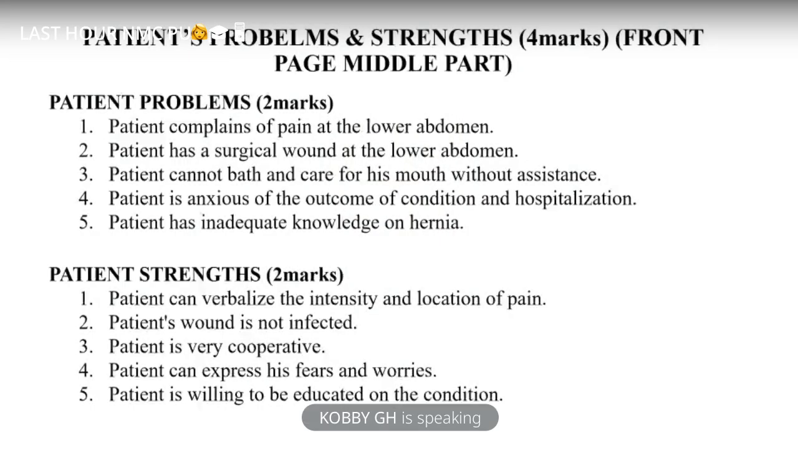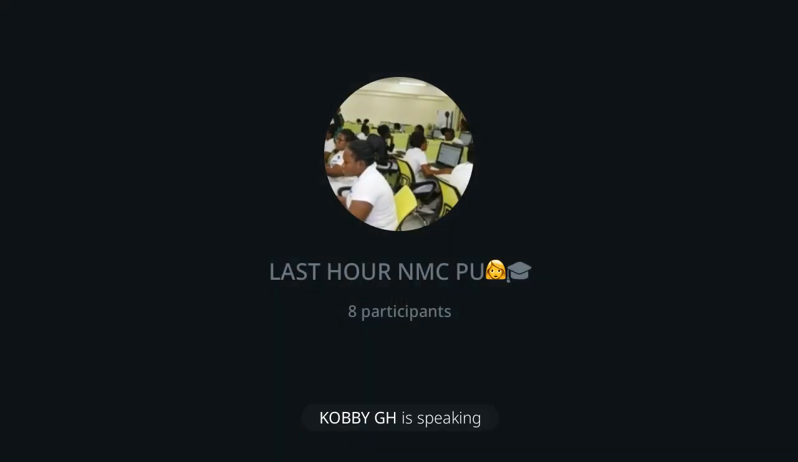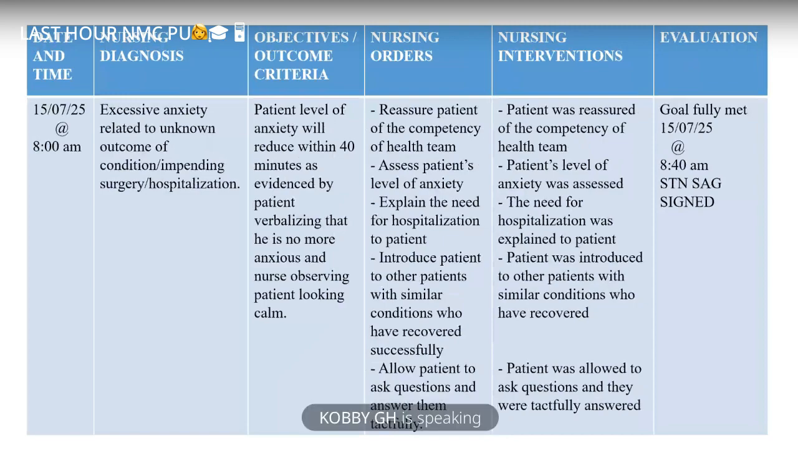So that is it for, and I know you guys are already familiar with the diagnosis for anxiety: excessive anxiety related to unknown outcome of condition. Patient level of anxiety would reduce within 40 minutes, as evidenced by patient verbalizing that he is no more anxious and nurse observing patient looking calm in bed.